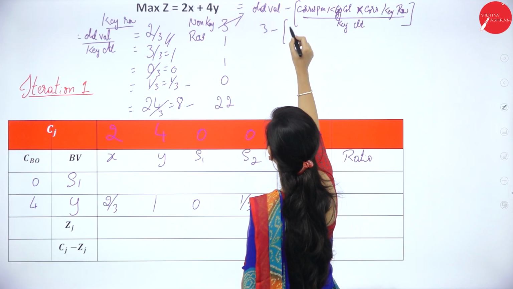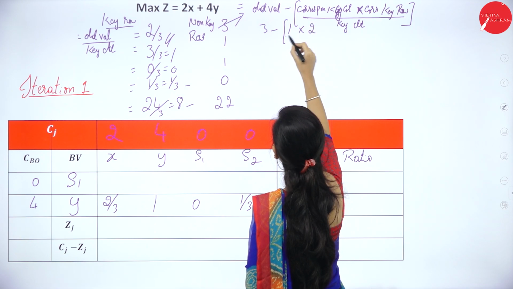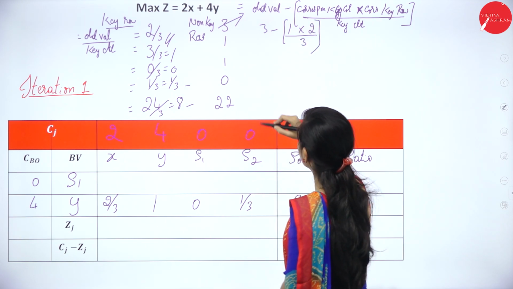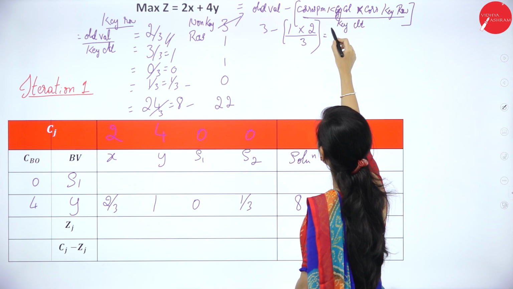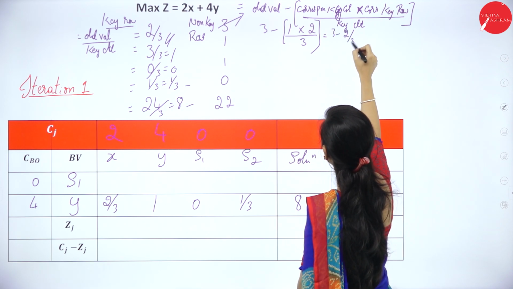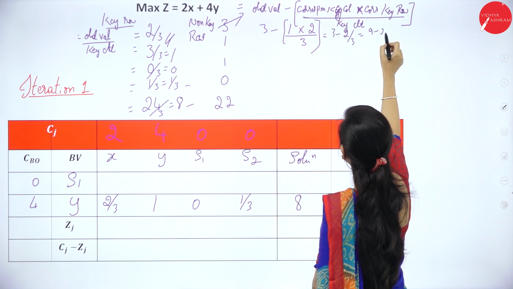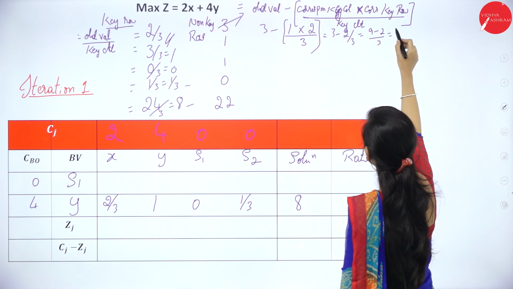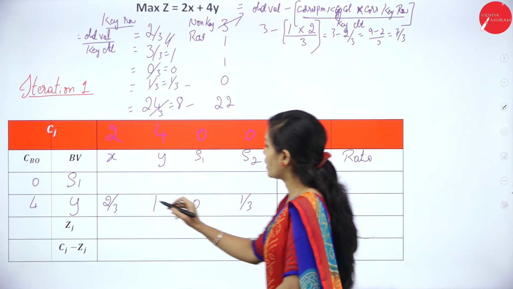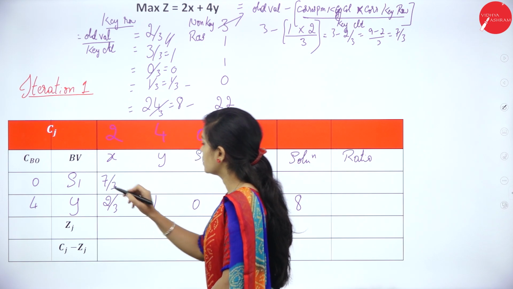3 minus 1 into 2 divided by key element 3. So the answer is 3 minus 2 by 3, which is 9 minus 2 by 3. Take the LCM, it is 7 by 3. So the first value is 7 by 3.